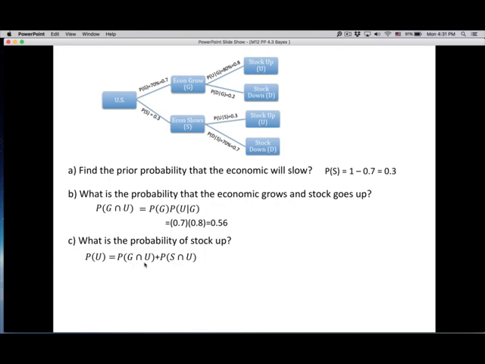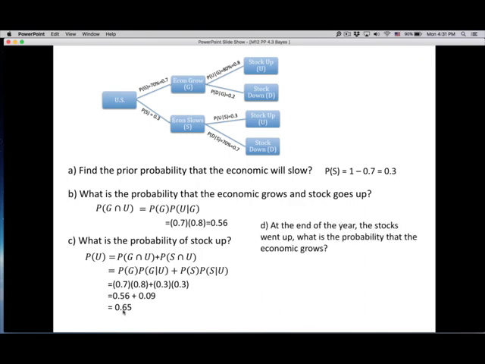Okay, and then we'll be using the multiplication rule again. This one will be exactly using the formula from the top here. And this one, the probability that the economy slows and the stock goes up, will be equal to this. Now I want you to look at the tree diagram and plug in the information to see what you get. Okay, check your work. You should get 0.65 here.